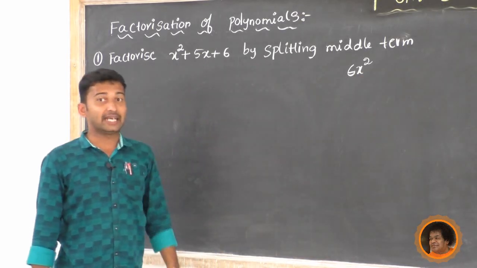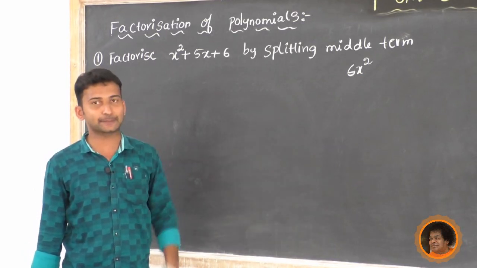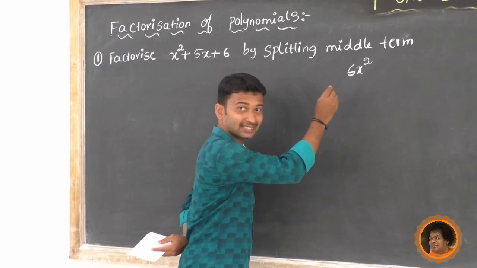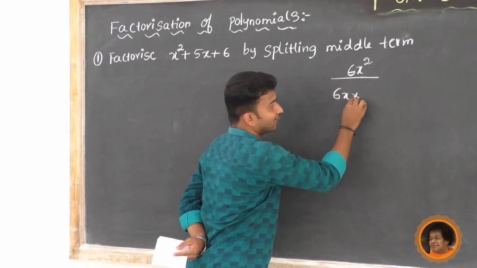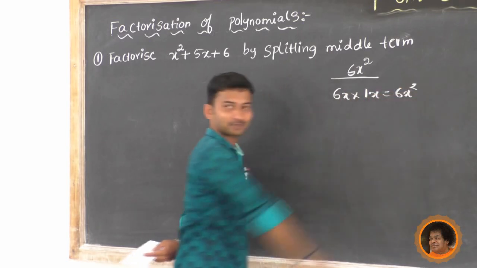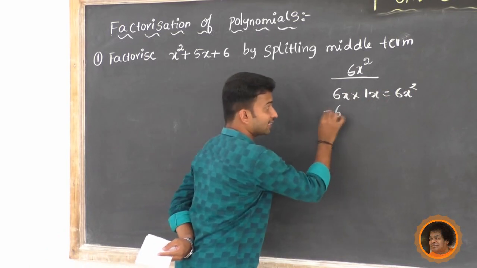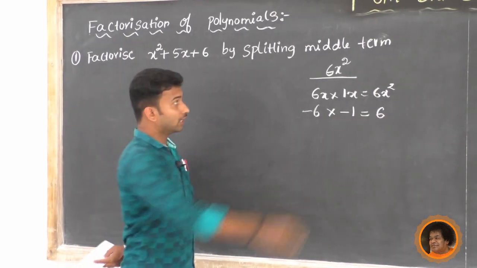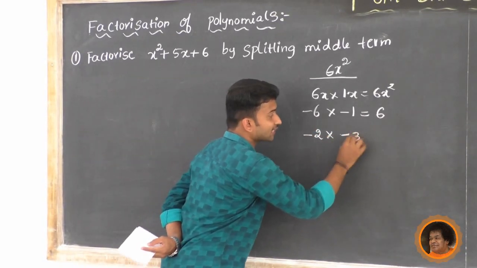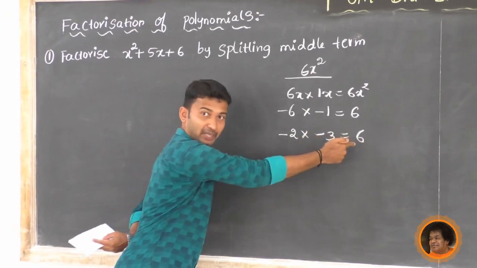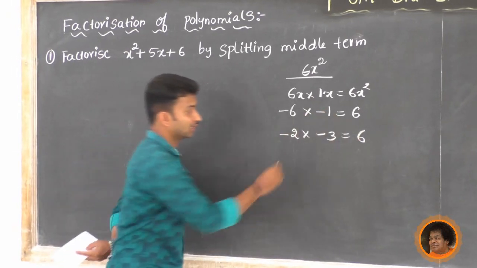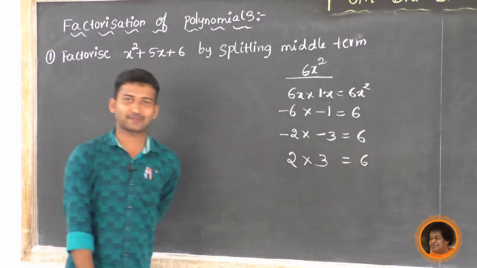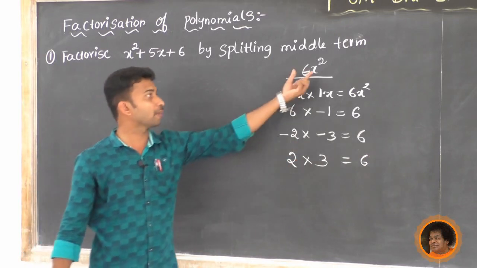Next, list out the possible factors of 6. What are the possible factors of 6? You know that we can write 6 as 6x into 1x is equal to 6x square, right? Or minus 6 into minus 1 is also plus 6, because minus into minus is plus. Or minus 2 into minus 3 is also 6, and the last pair, plus 2 into plus 3 is also 6. So these are all the possible factors of the product 6x square.